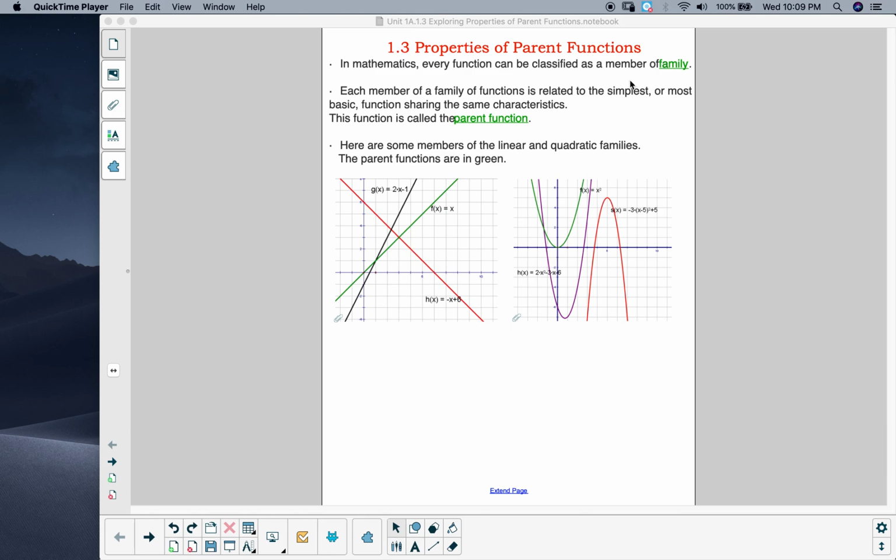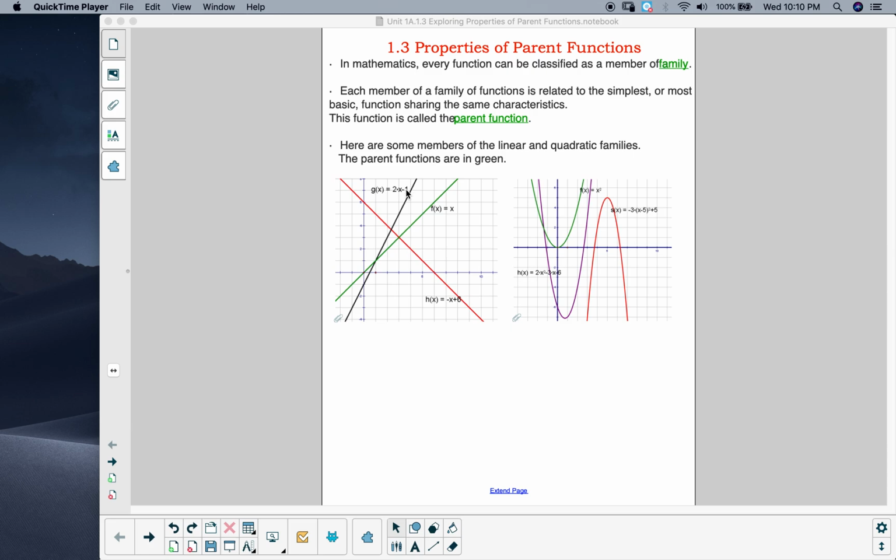So what we're going to look at today is the parent functions. What are the most basic parent functions? And then, of course, we can study further what the other members of each of those families are. All right, so you have a bunch of graphs here. You can see these are all linear relations.